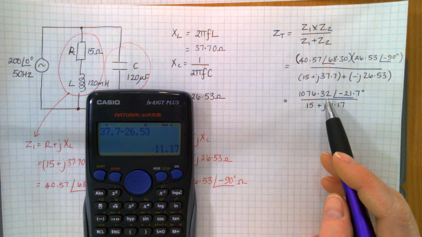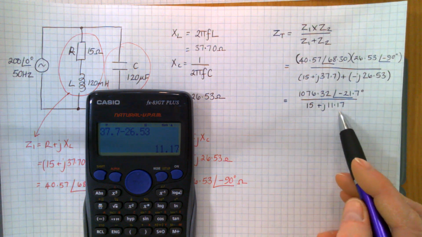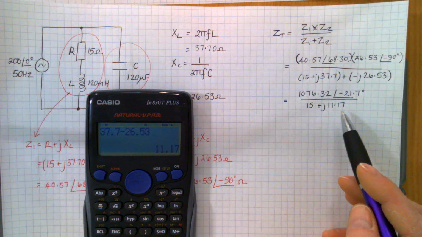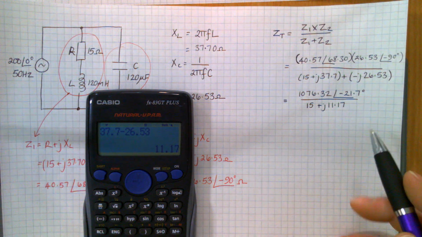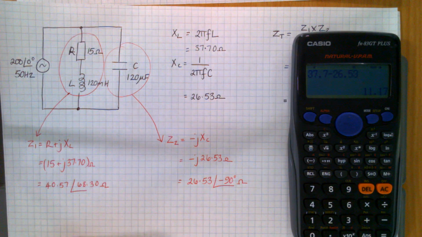Now, once you're at this step and you're moving forward, because you're about to divide, you want to convert that bottom number there from being a rectangular number into a polar number so you can divide it. So bearing in mind, you multiply and divide in polar, and you add and subtract in rectangular.